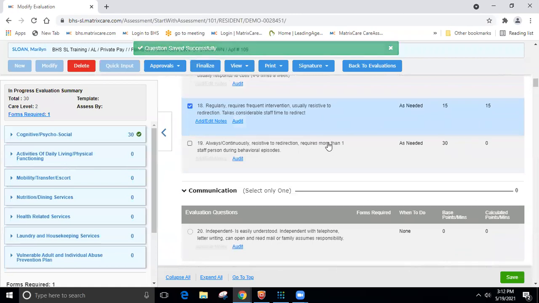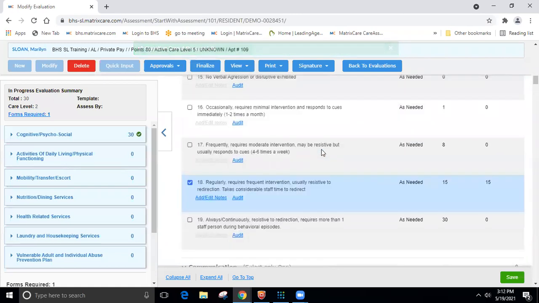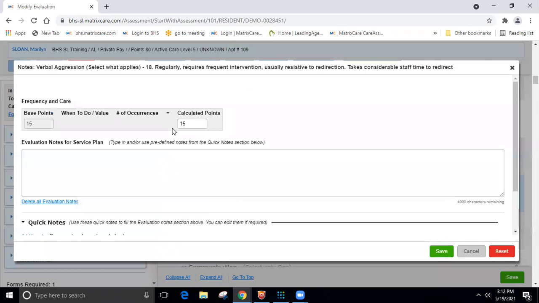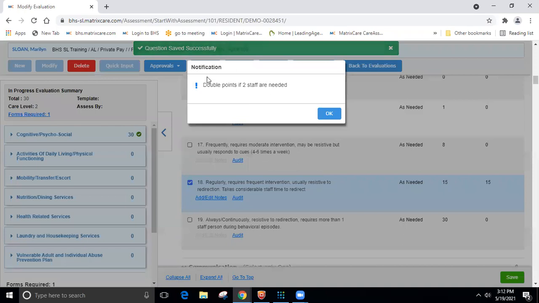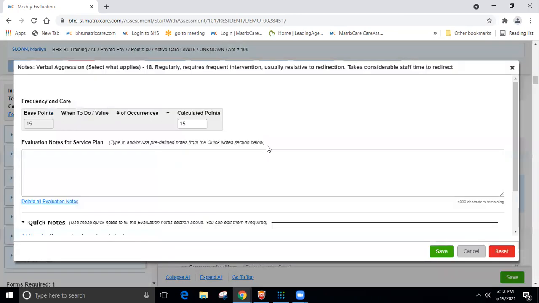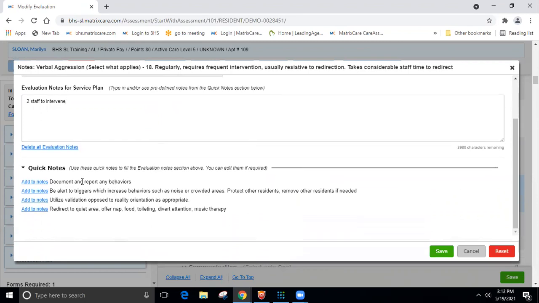So you can kind of also look at that a little bit. There is a section here where, when I saved it, it said if I'm using 2 staff to intervene, we want to double those points, which is another reason that we have the 15 base points, but maybe I want to put 30 because we do have 2 staff for safety when they're behaving this way. So then I would document 2 staff. Again, there's some nice quick notes you can use.